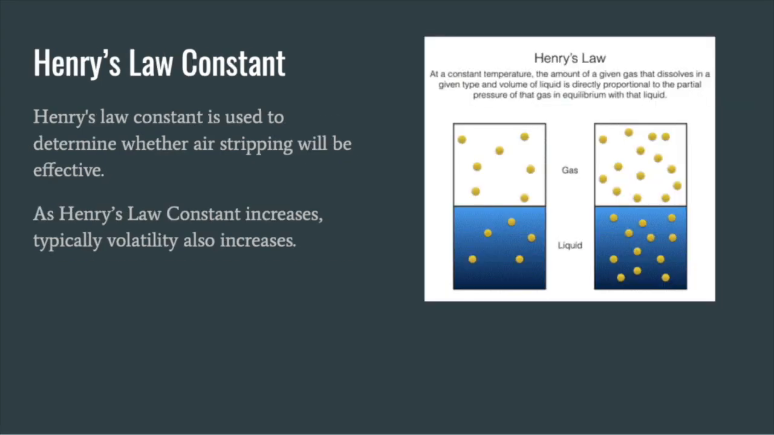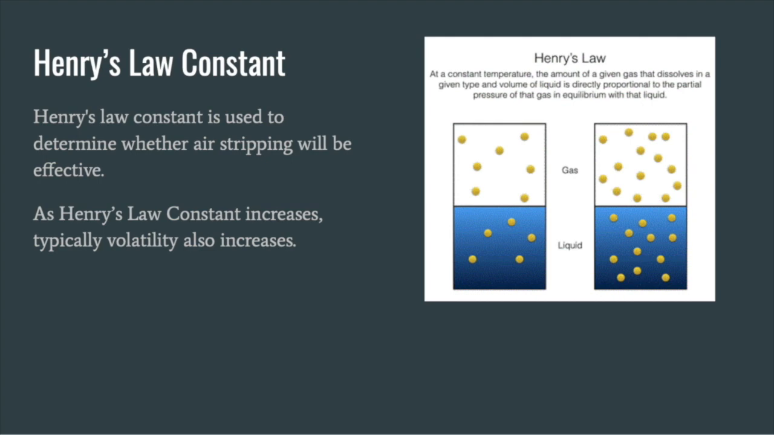When you want to know if air stripping is effective at removing certain contaminants, you can look at Henry's law constant. On the right side of this slide, you can see the definition of Henry's law. The Henry's law constant is a key parameter for determining a chemical's environmental distribution behavior. It reflects the relative volatility of the particular substance. It is used to determine whether air stripping will be effective.